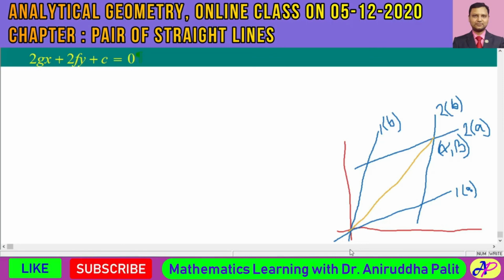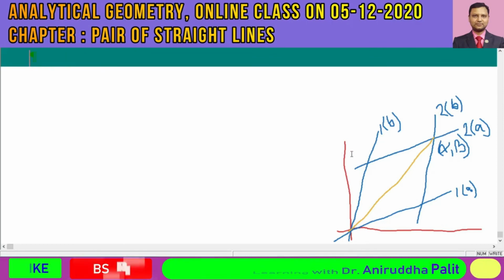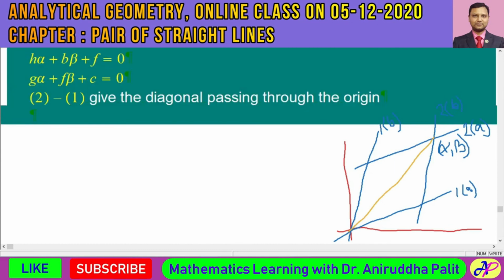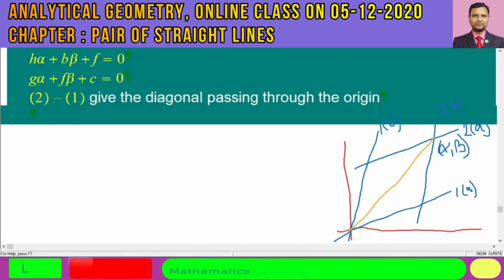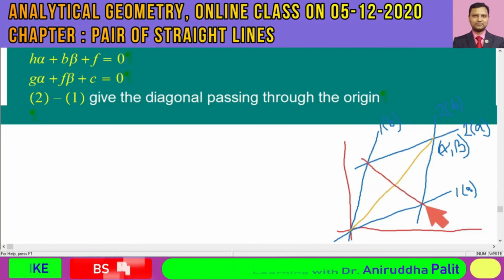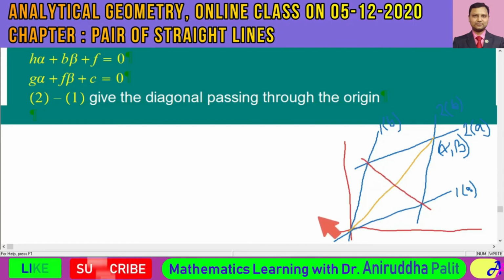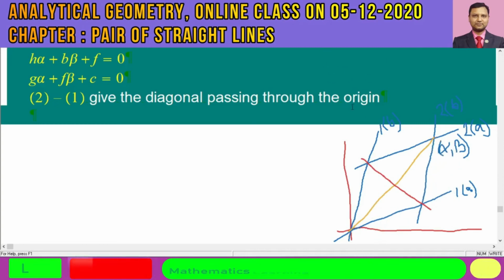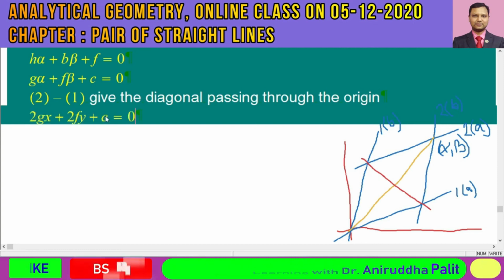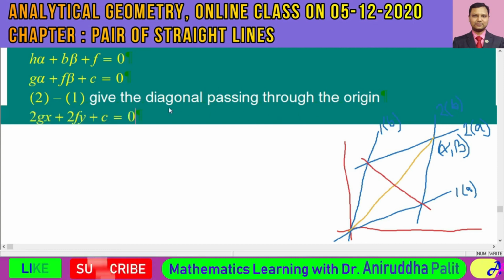Sorry, I made a mistake, not this equation. That is not the equation of this diagonal. That would be the equation of this other diagonal. We can prove all these results. That would be the equation of this second diagonal. I am very sorry. Then what would be the equation of this first diagonal? That gives the equation of the diagonal not passing through the origin.